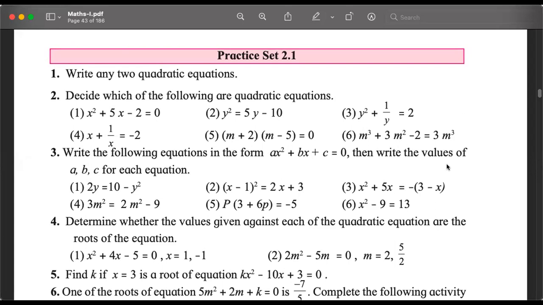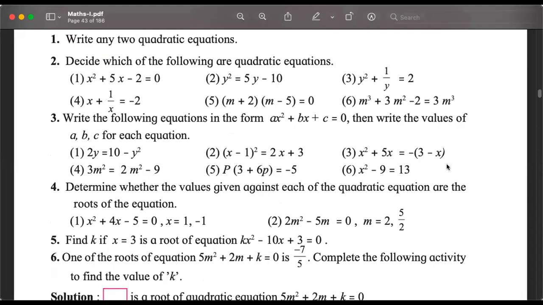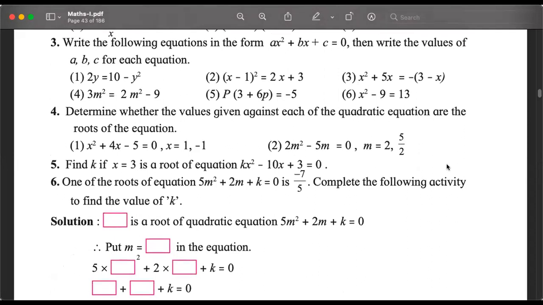So question number 1, write any two quadratic equations, any two examples. Question number 2, decide which of the following are quadratic equations, using the degree. Number 3, write the following equation in the general form ax square plus bx plus c equals 0, and then write the values of a, b, and c for each equation. Done.